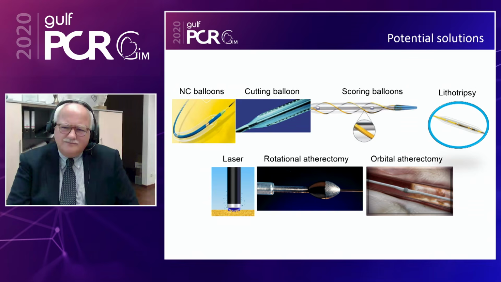We're going to have a dedicated armamentarium of devices that can address this scenario. These are non-compliant balloons that can accept super high pressures up to 40 atmospheres. It could be cutting or scoring balloons. And also nowadays we have the option of a lithotripsy balloon in order to change the compliance of the underlying heavily calcified stenosis. And then we, of course, have the ablative technologies such as the laser, and for decades rotational atherectomy and the orbital atherectomy.